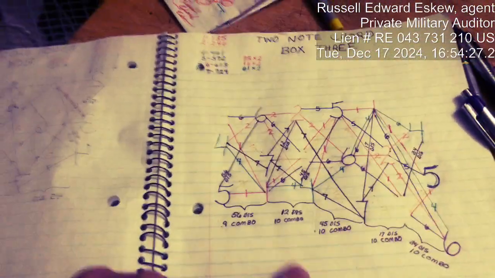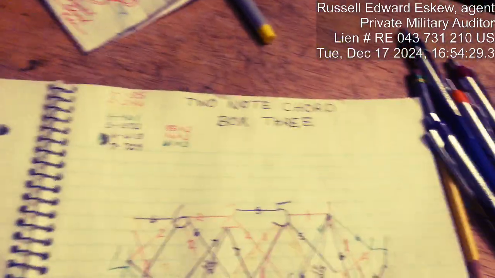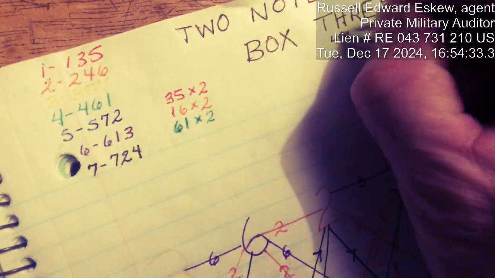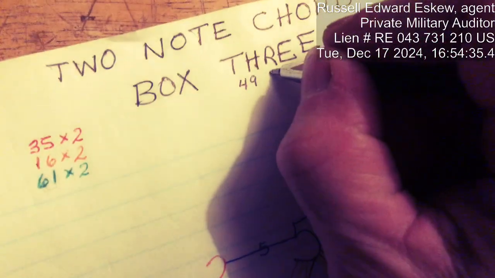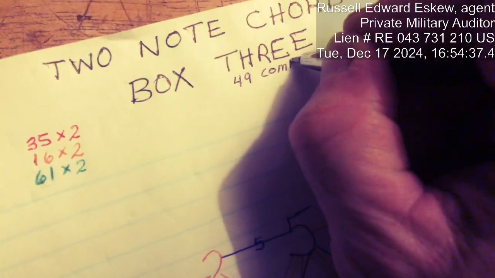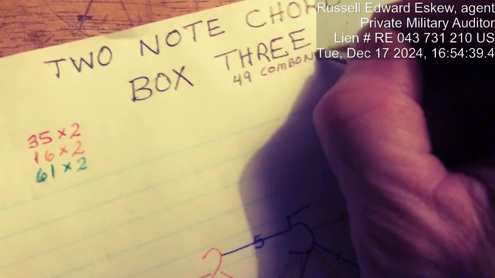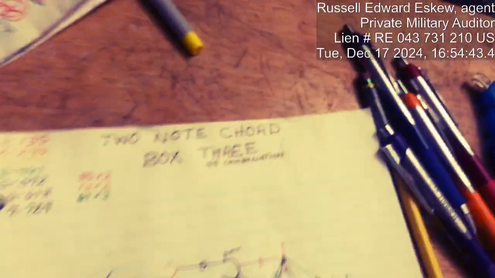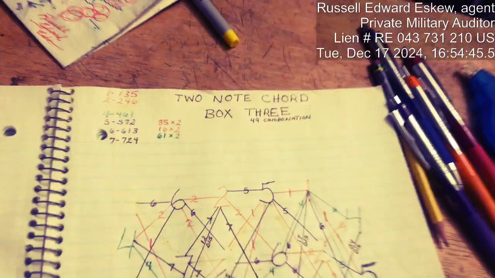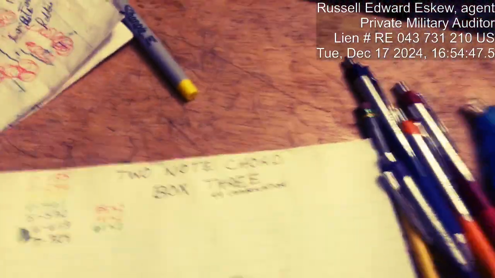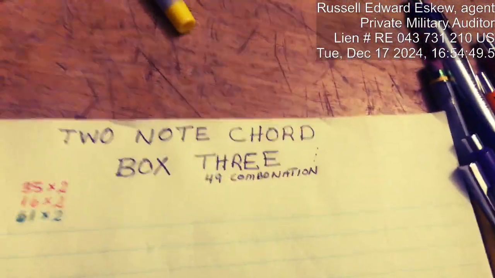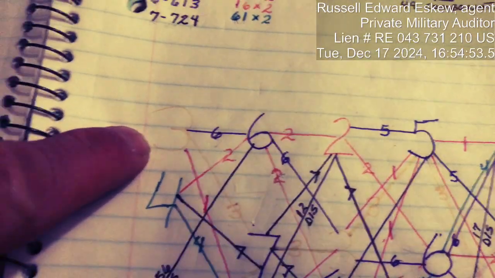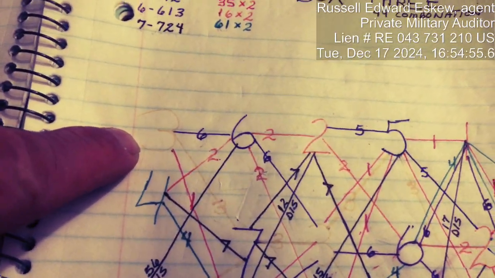So box 3 only has 49 combinations. 49 combinations. It's kind of like 49 states. Nation states. It only has 49 nation states. Box number 3, which is the invisible yellow refrigerator mode.